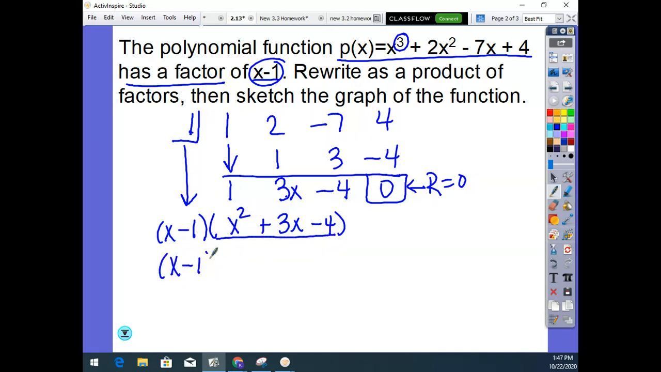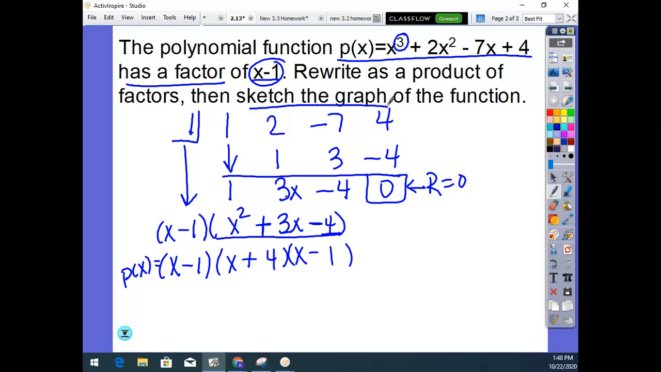Bring down x minus 1. Break apart x squared, x and x. Factors of 4 that subtract to get 3: 4 and 1. To get a positive 3, I need a plus 4 minus 1. So here's my polynomial.